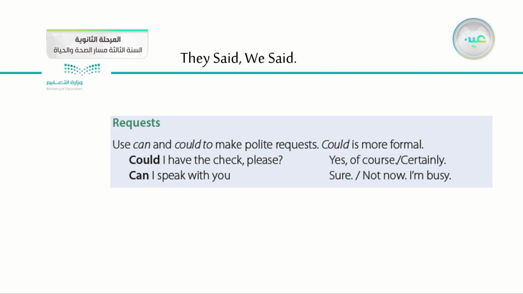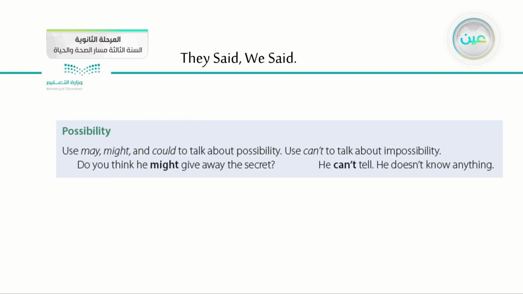The third type is to request, to ask for something. We use can and could to make polite requests. Could is more formal. So we use could when we ask someone that we don't know, or usually in formal situations. For example, could I have the check, please? Or can I speak with you? Can and could are the words that we use to request something.